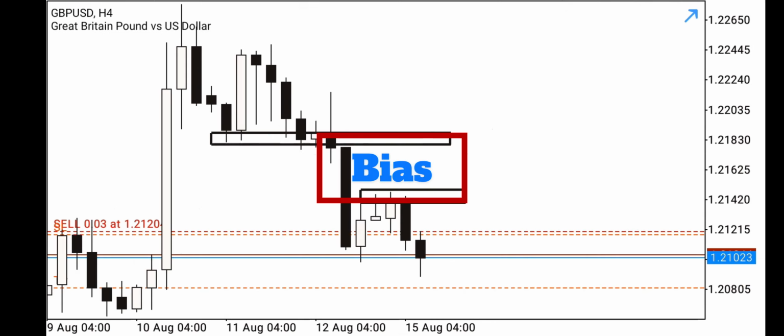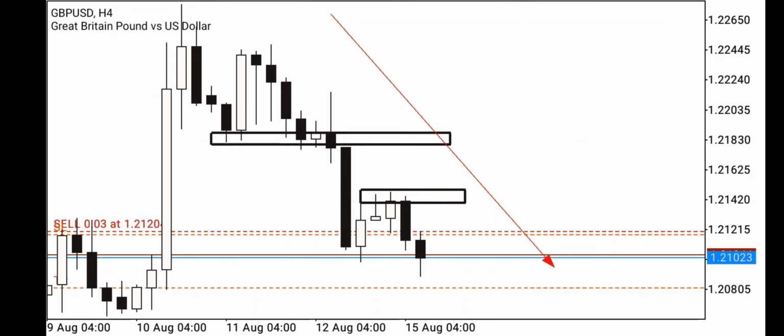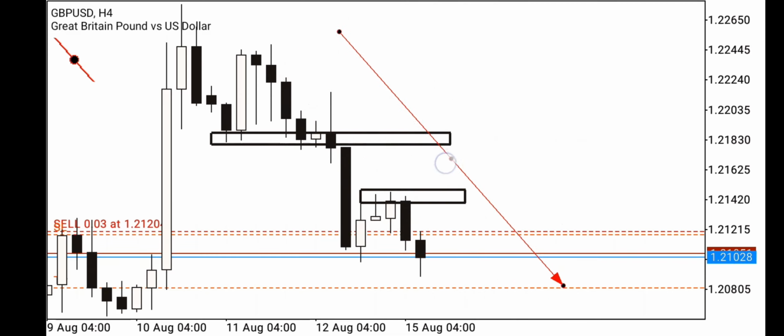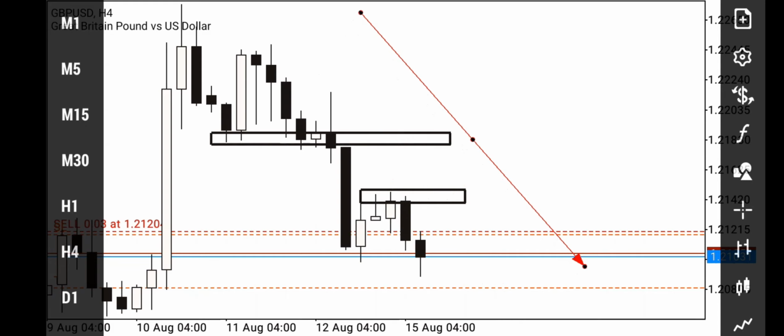When I come into the morning, into the markets, I go to my 4 hours to look, what am I doing today? Am I buying or am I selling? Once I have my bias, which in this case it was a sell because we're making lower lows and lower highs. Once I have my bias, I move down to my 1 hour time frame.